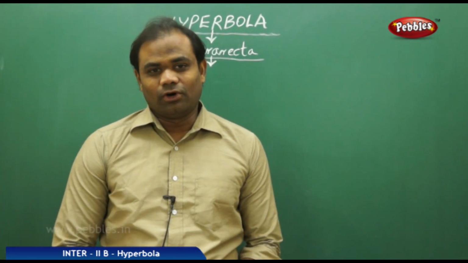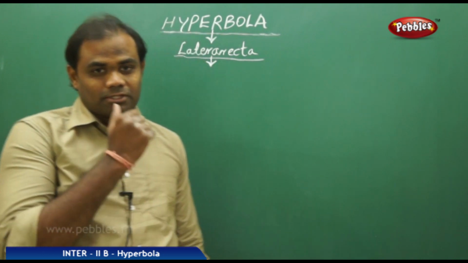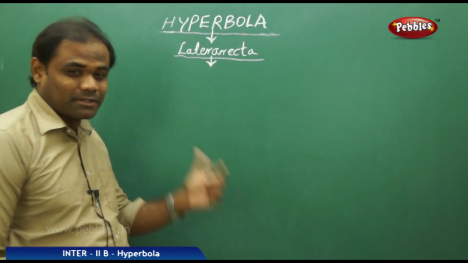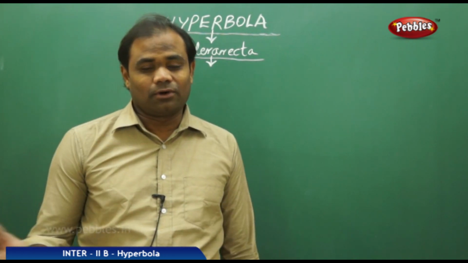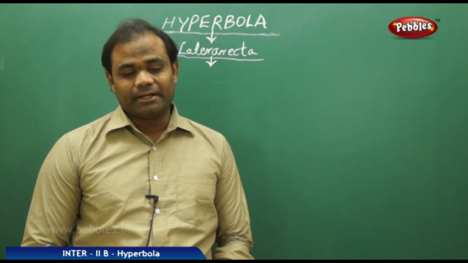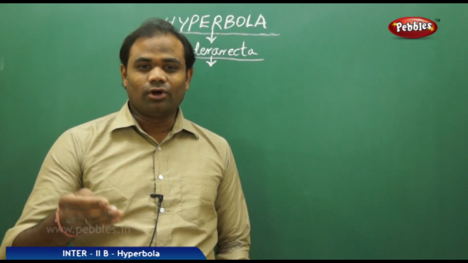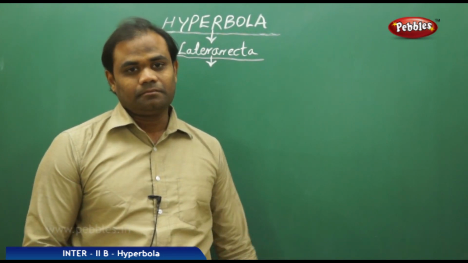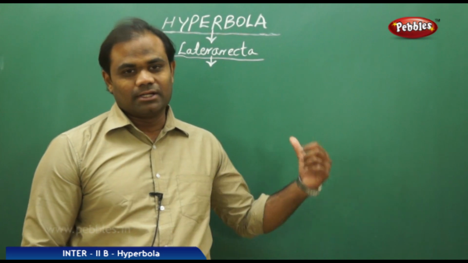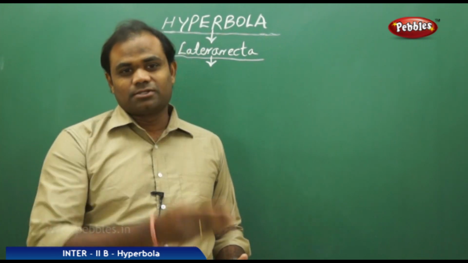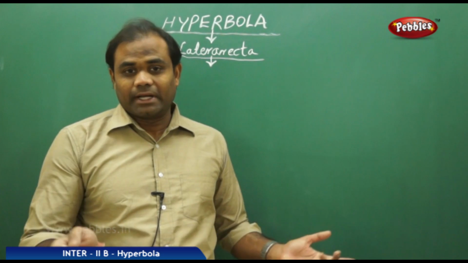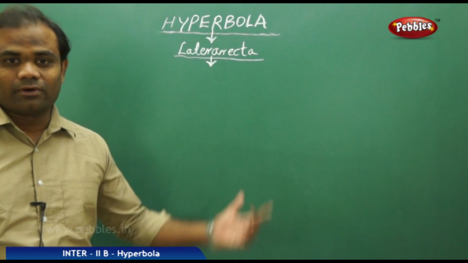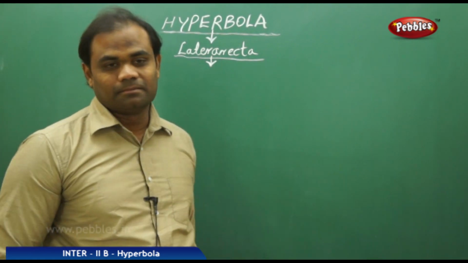Lateral recta, or the latus rectum, which is the plural form, read as lateral recta. Let's see what the latus rectum is. In the case of an ellipse or parabola, we have defined the latus rectum as a line or chord which passes through the focus and is perpendicular to the major axis. Similar is the case here: it is the line or chord which passes through the focus and is perpendicular to the transverse axis. Let's see how the latus rectum looks for the standard form of hyperbola.